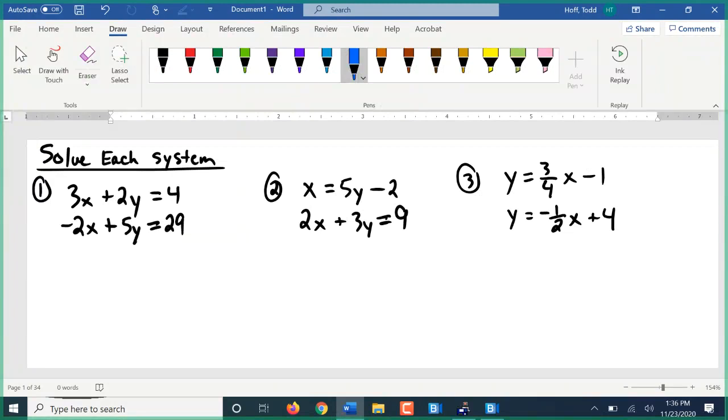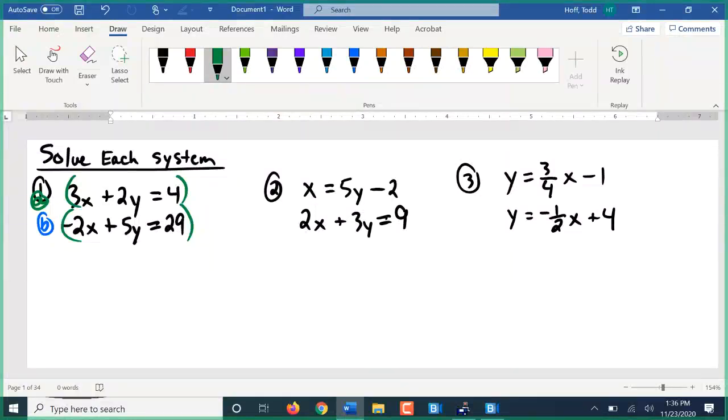So we have number one here. I'm going to label them equations A and B again so we can refer to them quickly. There really is not an easy approach to this one, so I'm going to use the addition or elimination method. I'm going to pick variable x to get rid of because one's already positive and one's already negative.